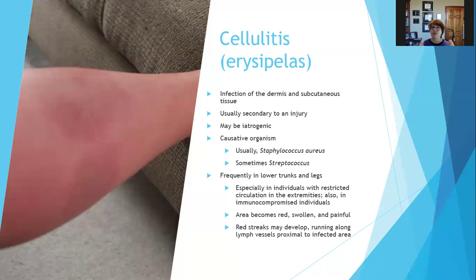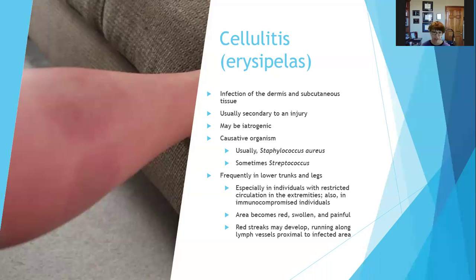So obviously, well, I don't know if it's obvious, but when you're immunocompromised, your immune system can't deal with your normal flora when they get in the wrong place. The area in the cellulitis becomes red, swollen, and painful, and red streaks may develop running along lymph vessels proximal to the infected area. So, usually, when it gets to that point, the person is in the hospital for IV antibiotics, and a lot of times very long treatments of IV antibiotics.